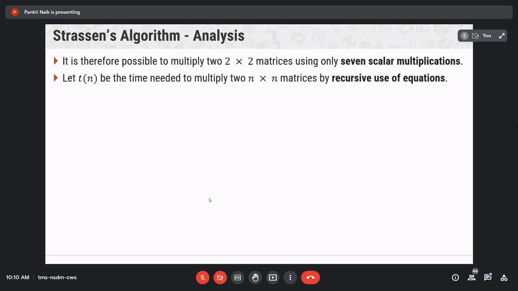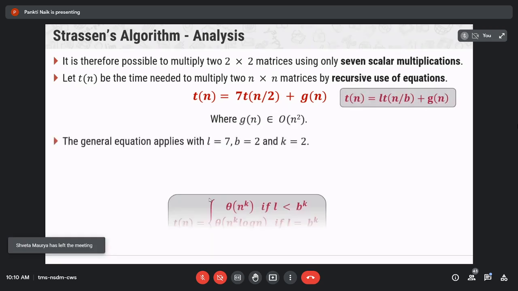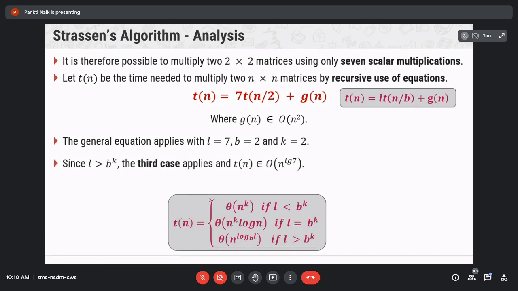And let T(n) be the time needed to multiply n cross n matrices by recursive use of the equation. So this will be the recursion equation: T(n) is equal to 7T(n/2) plus g(n). We will cover this analysis part later on after completion of your second chapter. Right now, just remember how the Strassen multiplication algorithm performs the multiplication operation.